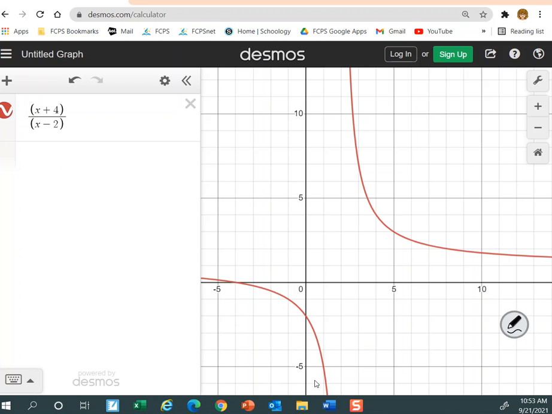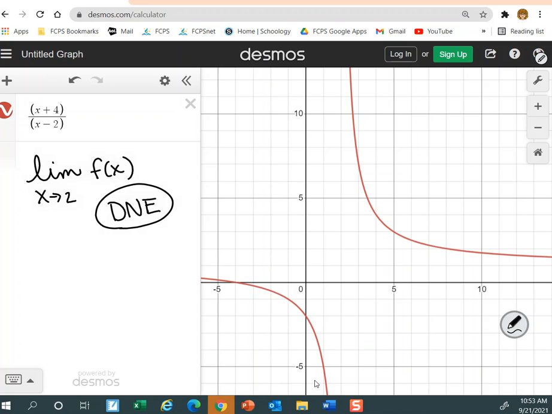So that tells me that the limit as x approaches 2 of this particular function does not exist. Because we got positive infinity on one side and negative infinity on the other.